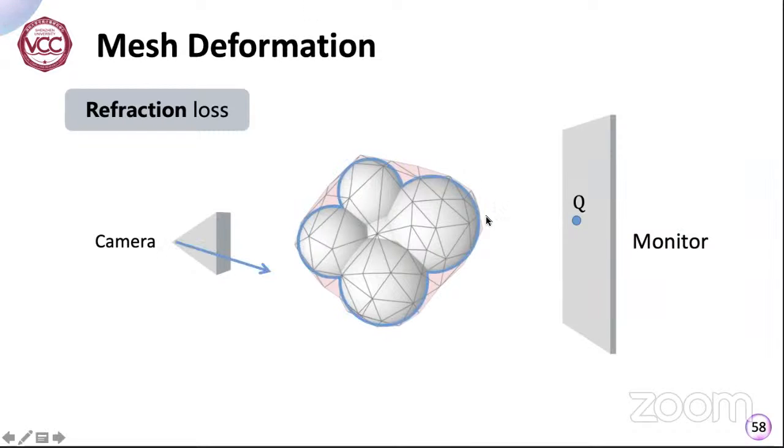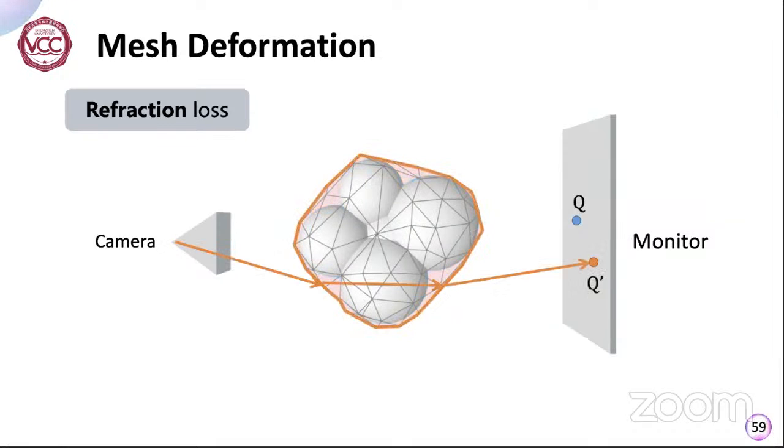Okay, but this time we do not need the ray correspondence. We trace a ray in the simulated environment with our reconstructed mesh. The simulated ray path is shown in orange here, and it would reach another point on the monitor. Let's call it Q prime. As before, we only make use of the ray paths that refract twice before reaching the background.